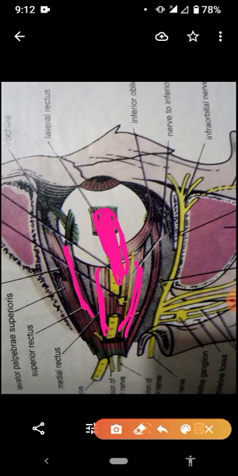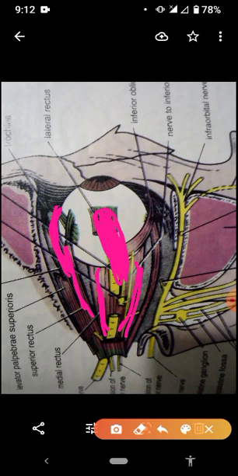And there is something different about the superior oblique. The nerve supply of this superior oblique muscle is also different. It is the trochlear nerve. The trochlear nerve is supplying the superior oblique, and the lateral rectus is supplied by the abducent nerve. All the other muscles are supplied by the oculomotor nerve.